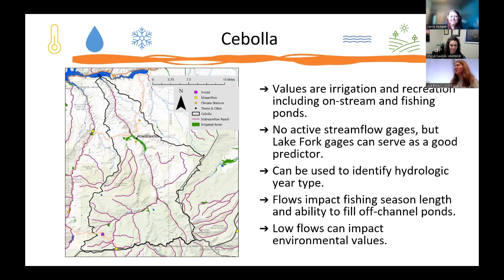Saboya values are irrigation and recreation, including on-stream and fishing ponds. There are no active stream flow gauges, so this could be a data gap. What we have seen in the past is that the Lake Fork gauges can serve as a good analog, or we have used them as analogs, but that could potentially be a data gap. Basically we're looking at the fishing season and the ability to fill those off-channel fishing ponds as some of our primary drought impacts, and then the environmental values in the Saboya as well.